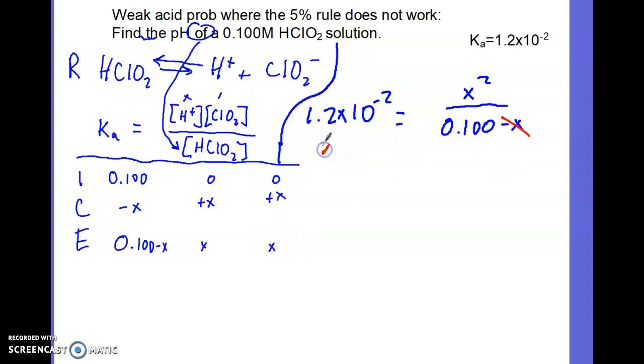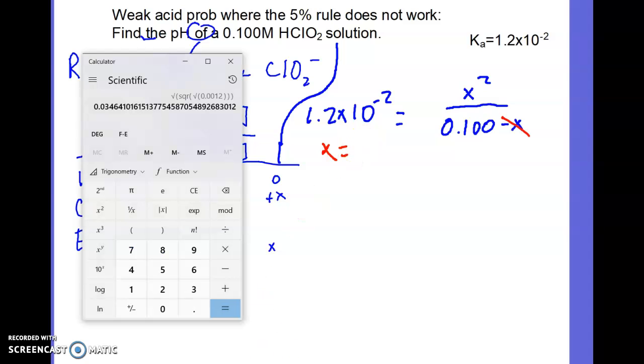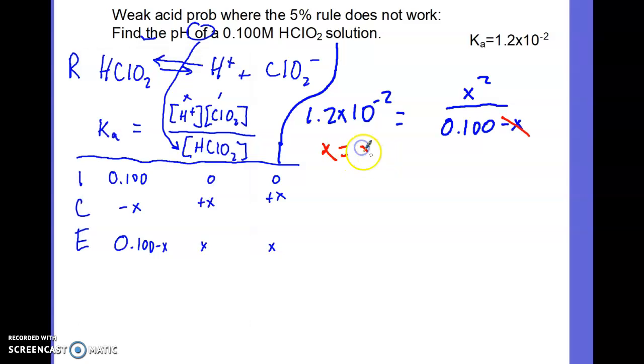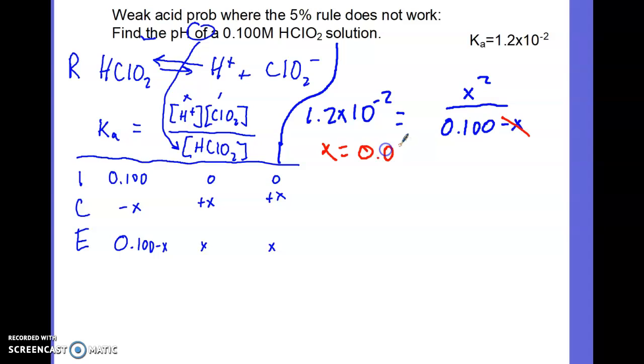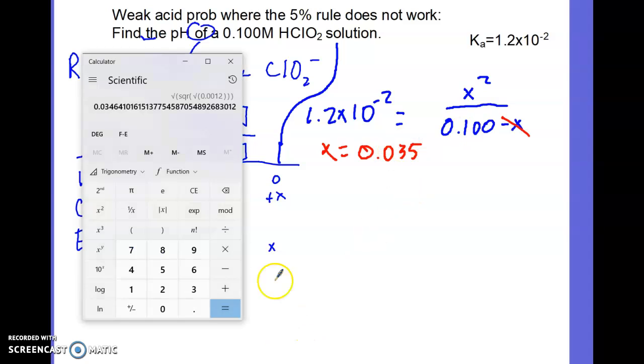It says that x equals 0.035. Okay, so if I divide that by 0.1 multiplied by 100, it gives me 34%, bigger than 5%. So I can't use this 5% rule. Okay, this isn't small enough.